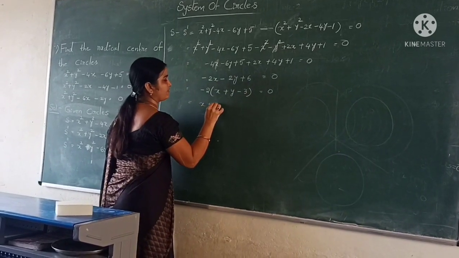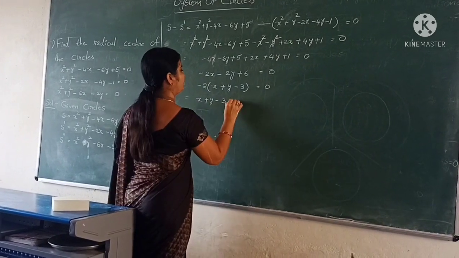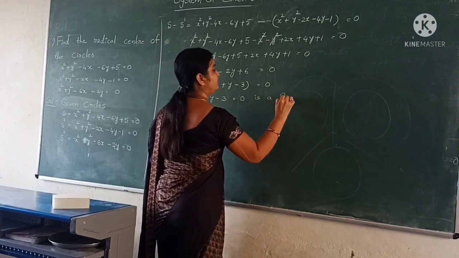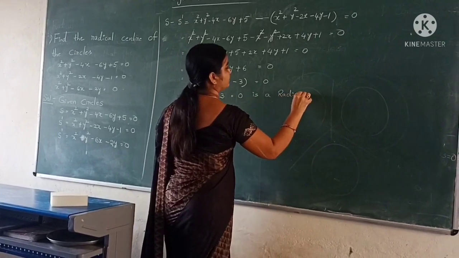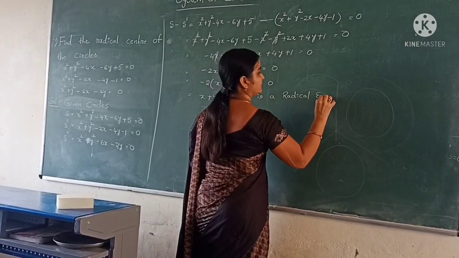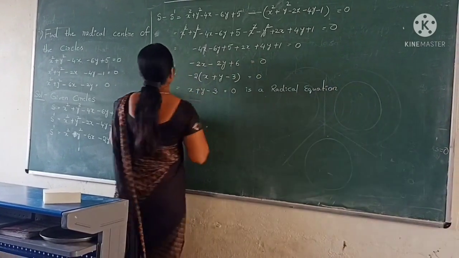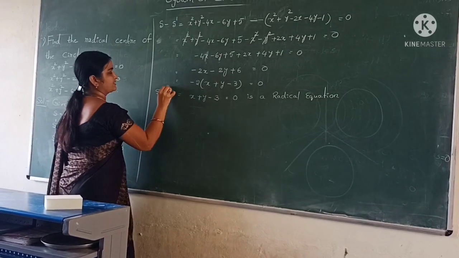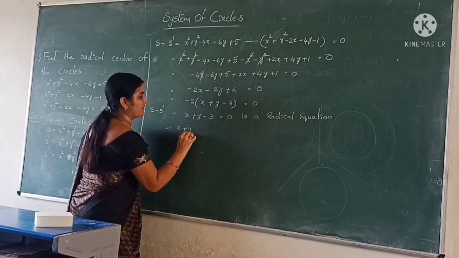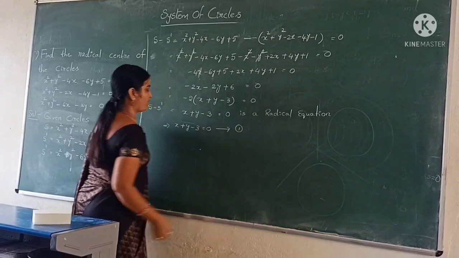Therefore x plus y minus 3 is equal to 0 is a radical axis equation. Okay. For S minus S dash, we have x plus y minus 3 is equal to 0. Let us consider this equation 1.